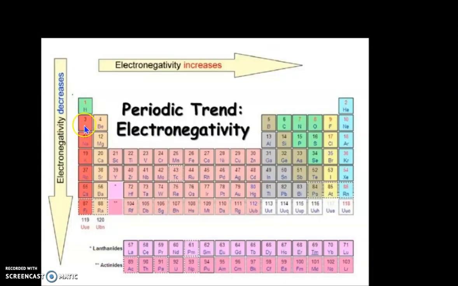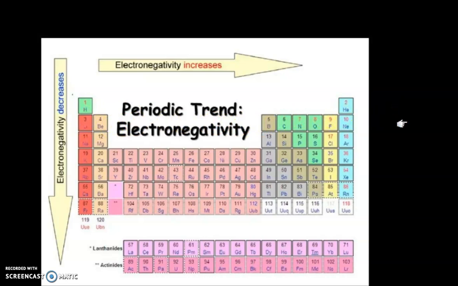Now these are the common trends. Electronegativity increases as we move from left to right, and as we move from top to bottom in a group, this value goes on decreasing. In a period, as we proceed from left to right, the electronegativity value goes on increasing due to the reason that the atomic radius decreases as we move from left to right.